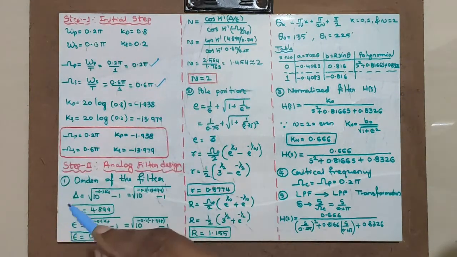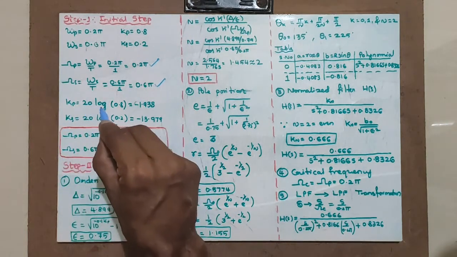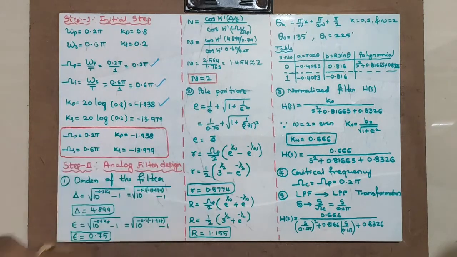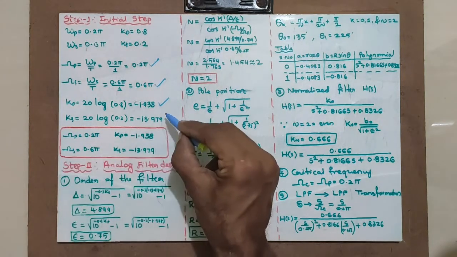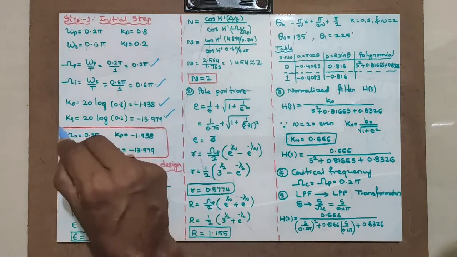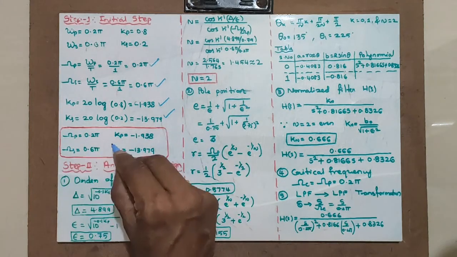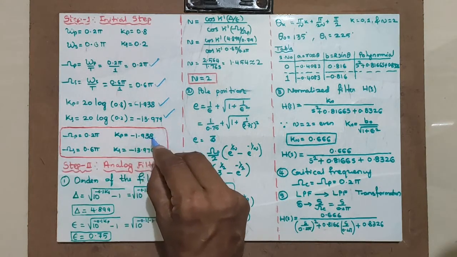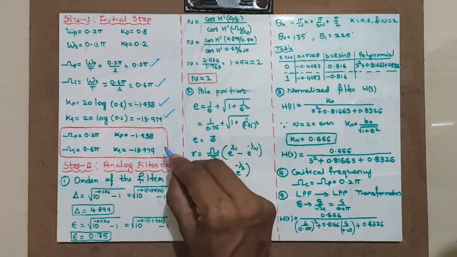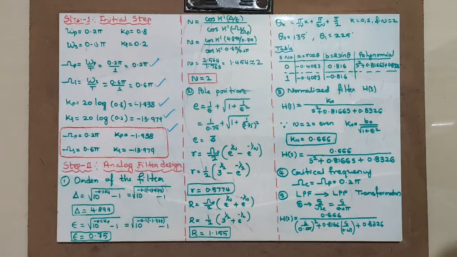You need to convert them into decibels by applying the 20 log formula. Hence, 20 log 0.8 is minus 1.938. Similarly, KS is 20 log 0.2, which is minus 13.979. Initial step answers I have boxed here. Omega p is 0.2 pi, corresponding KP is minus 1.938, omega s is 0.6 pi, KS value is minus 13.979. Okay. Step 2. What is step 2?